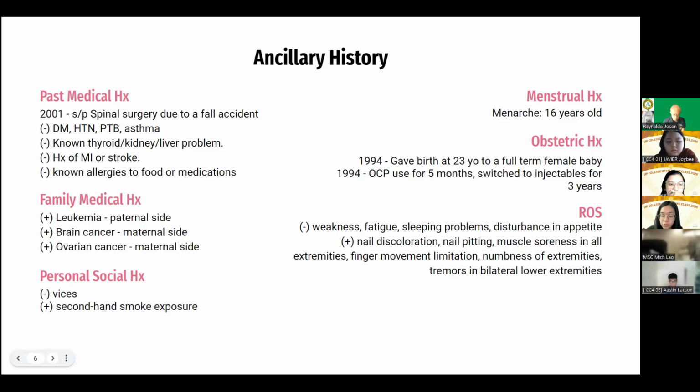However, she noted nail discoloration, nail pitting, muscle soreness in all extremities, finger movement limitation, and numbness of extremities, as well as tremors in bilateral lower extremities, possibly due to a remnant side effect of her chemotherapy.